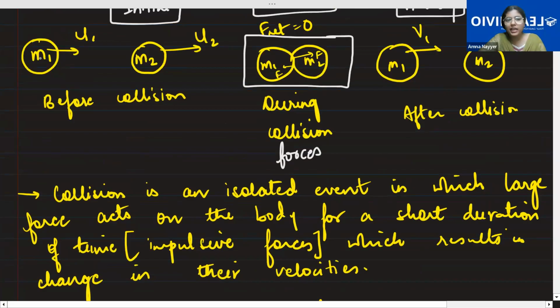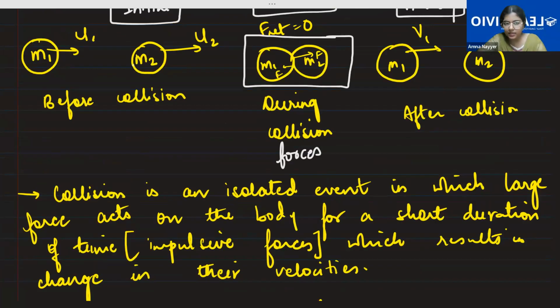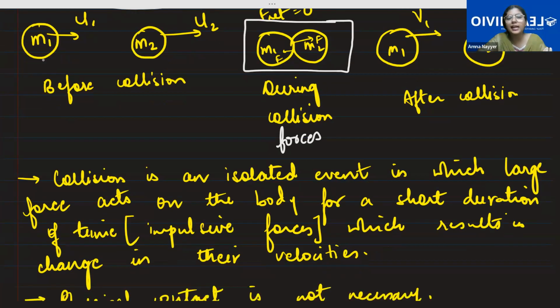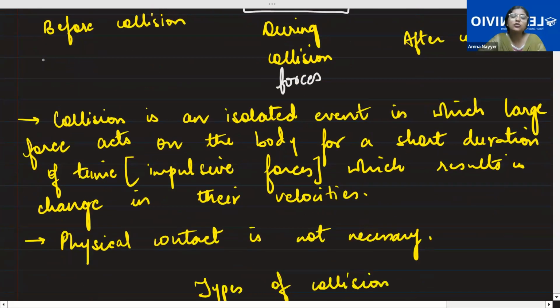Like if this is body A and this is body B, let's say both are magnetic in nature. What will happen? The body B, this bar magnet, will pull it towards itself, and then the collision will occur like this. So when a force is being exerted, that is what is meant by physical contact not being necessary.